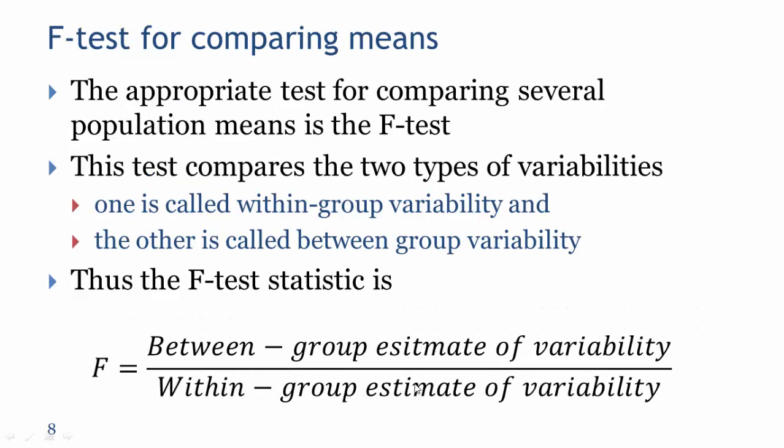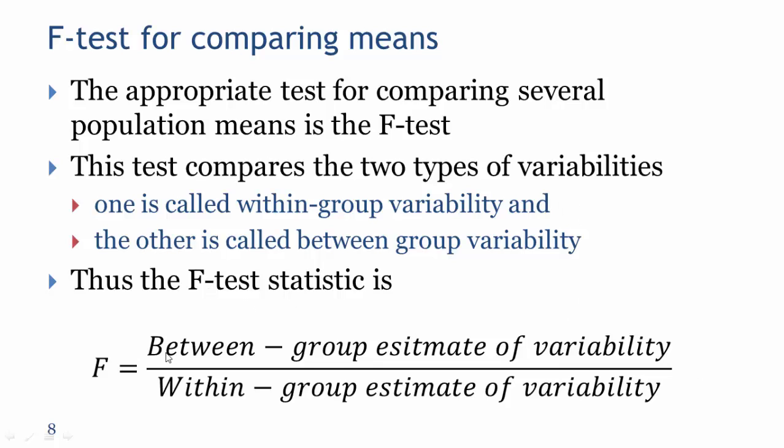The appropriate test is an F-test. What does the F-test statistic do? This test compares two types of variability. Basically, it calculates the ratio of two variations. So one is called the within group variability. Does that sound familiar to you? We talked about it a few minutes ago. Within group, there is variability within, and also it compares with the between group variability. Okay, so these are the two types of variability that are being compared in this test statistic.